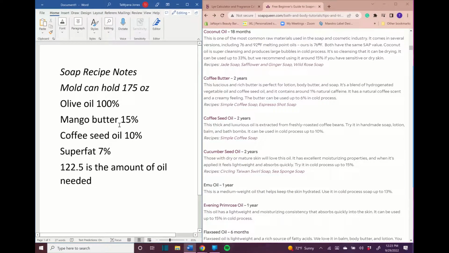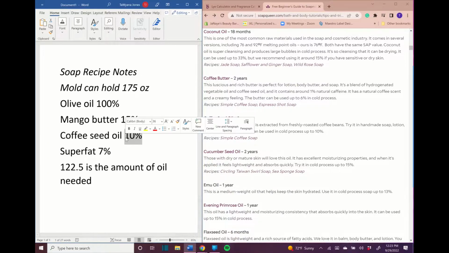So I think I'm going to use, let me start down here with coffee seed oil. I'm going to use coffee seed oil at 5%. Mango butter, I'm thinking I'm going to do at, let's say, 10%. And then that leaves 85% for the olive oil.